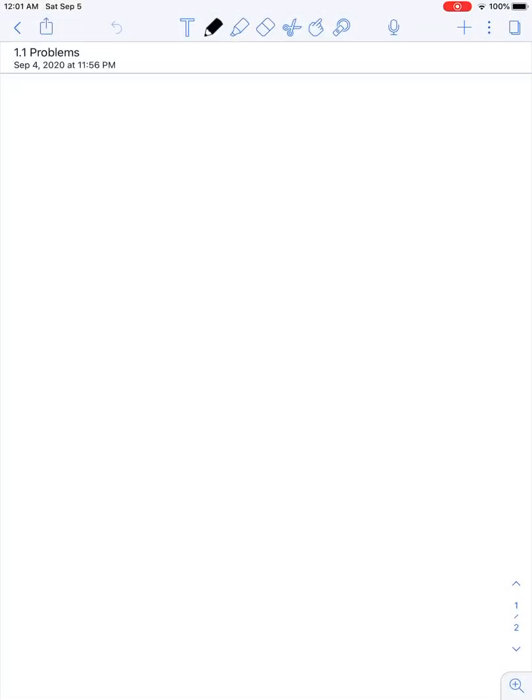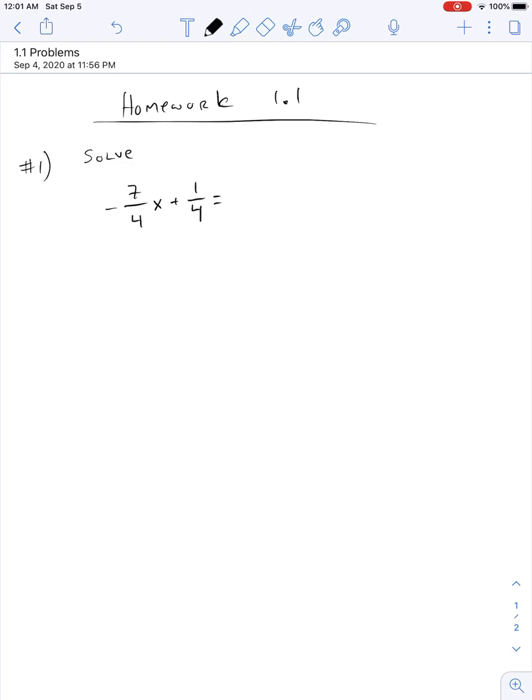All right, so here we're going to look at homework 1.1, and I'm going to talk about a few problems here. Let's start with problem number 1. Number 1, you're asked to solve, and your equation may not look identical to this, but it may be similar to this. So you should be able to follow the same kind of steps.